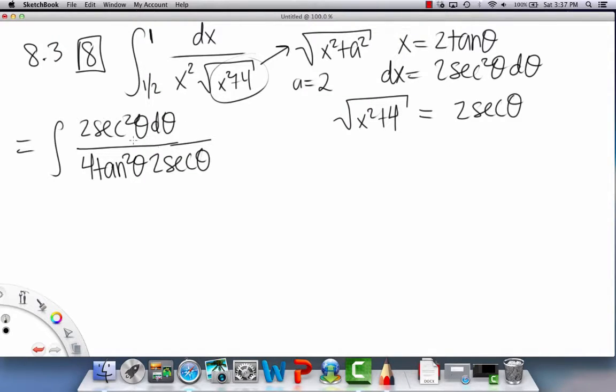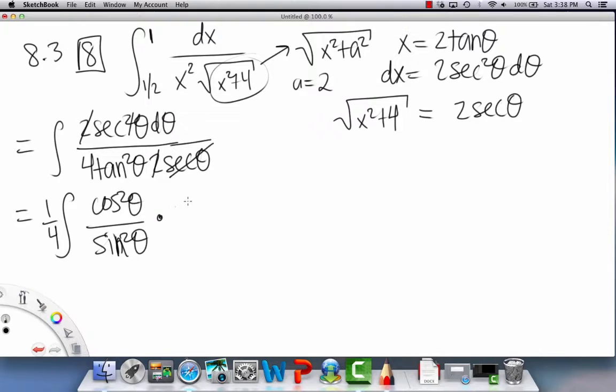Already we see we can cancel the 2 on top and 2 on the bottom, and 1 of the secants. So this is what we're left with. I'm just going to bring the 1/4 out, and then we have secant over tangent squared. Tangent on the bottom is like cotangent, so this is going to be cosine squared theta over sine squared theta. That takes care of the tangent part. Then we still have a secant on top, which is the same thing as 1 over cosine, and our d theta is at the end.